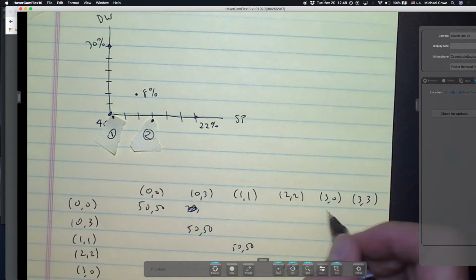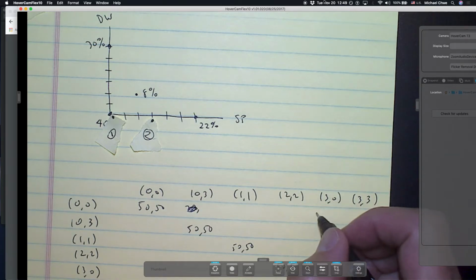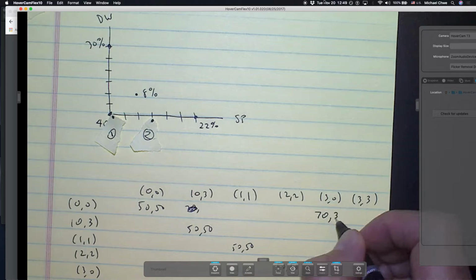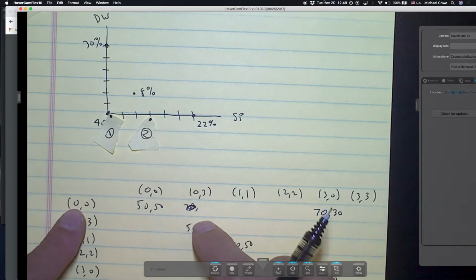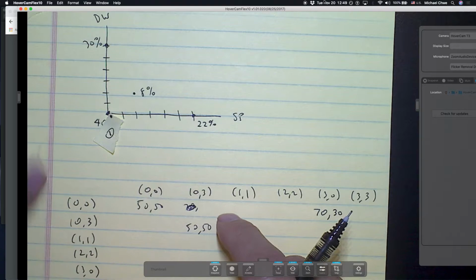Okay. This is the one we're doing here, right? Yeah, okay, thank you. So it's 70, 30. I get 0, 3, 3, 0 mixed up. Sorry. Let's do this one. This is where candidate 1's at 0, 0, candidate 2's at 0, 3. That's up here.